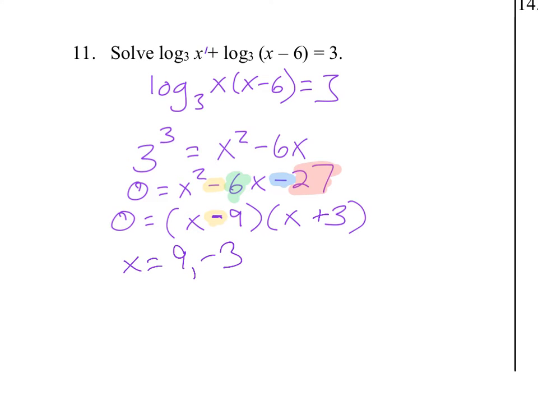Since I started out with a log base 3 of x, negative 3 can't be it. That's extraneous. I have to double check this one. If x is 9, will I have a negative number? No. So x is 9 is fine. So my answer is x equals 9.